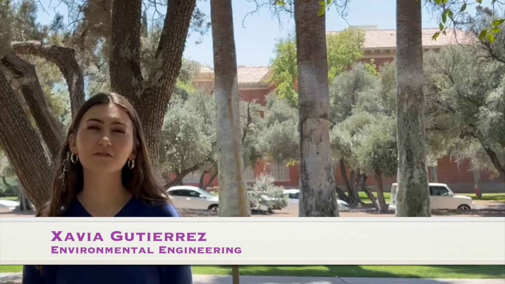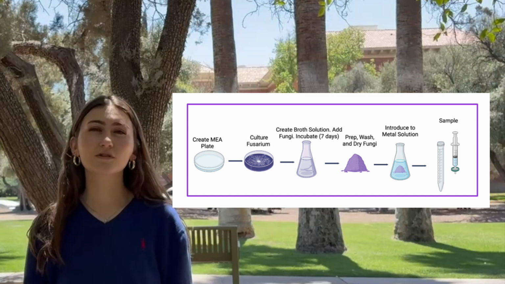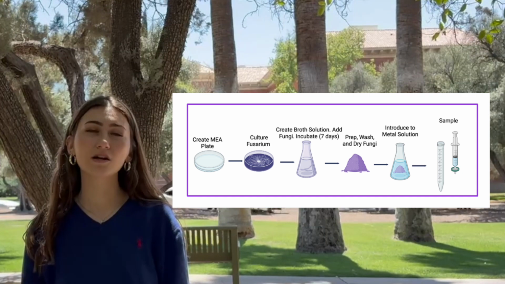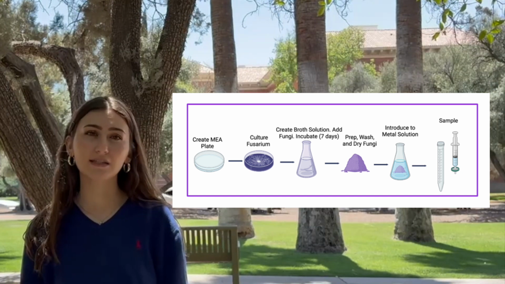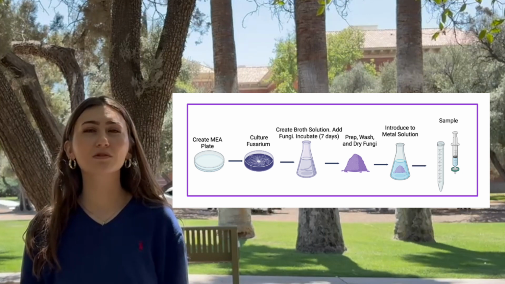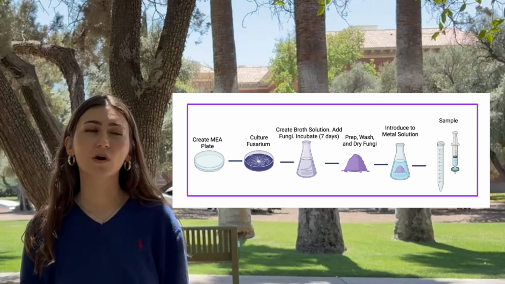For our experiment, with the guidance of Dr. Sherry DeVore, we cultivated a Fusarium species in a malt extract broth for 5 days. The resulting fungal biomass was then thoroughly washed and dried at a low temperature for 9 days. Once dried, the biomass was ground into a fine powder and introduced to a synthetic mine-influenced water solution containing arsenic, manganese, zinc, and copper, mimicking the heavy metal composition of acid mine drainage.